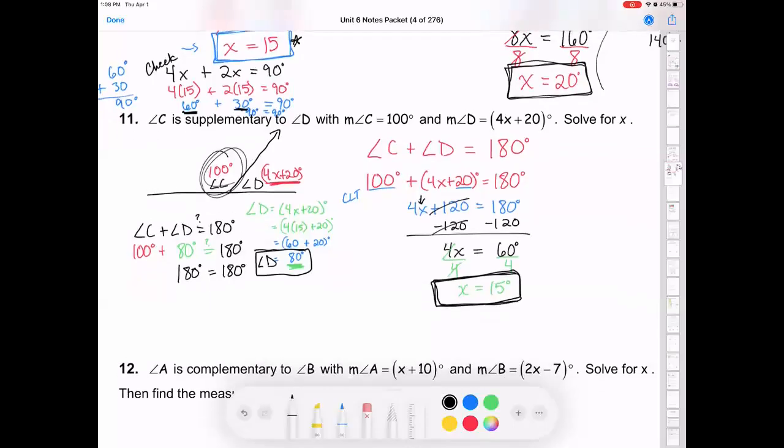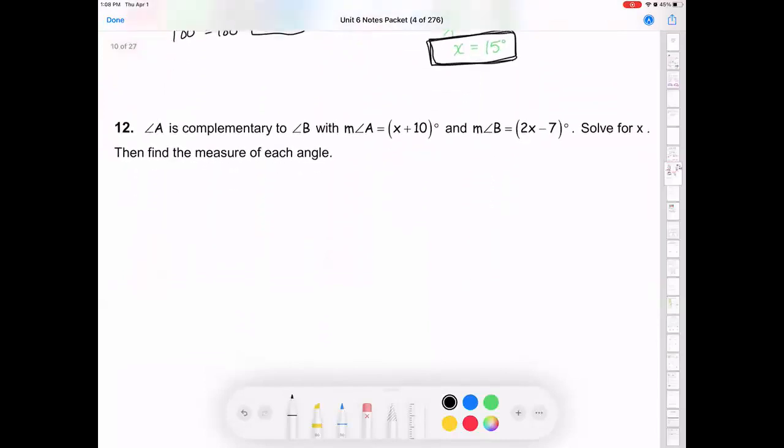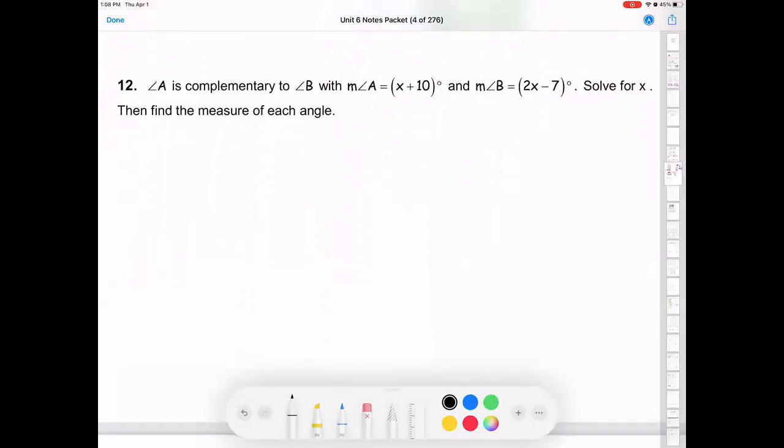All right, next up, example 12. Very similar. Here you have angle A is complementary to angle B, and they tell us that angle A is this x plus 10 and angle B is 2x minus 7. And we're asked to solve for x and then just like before, find the angle measures.